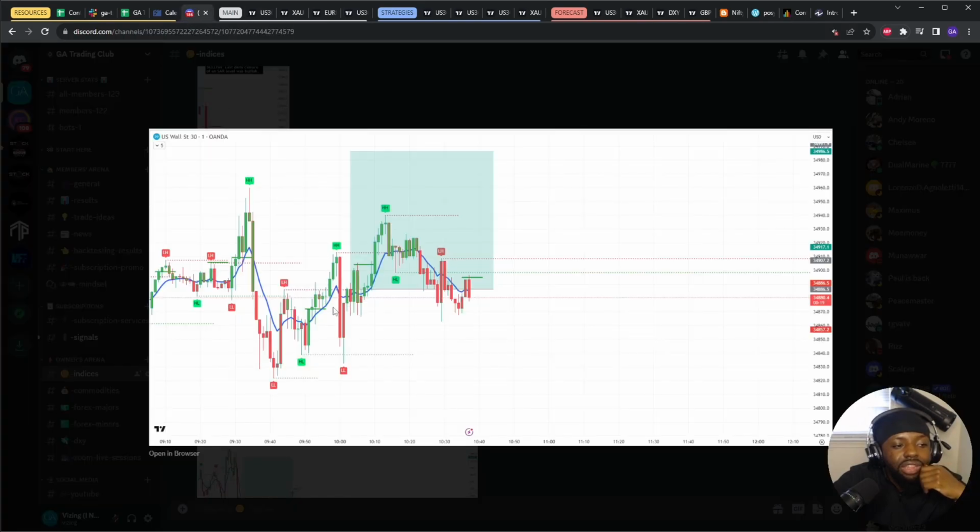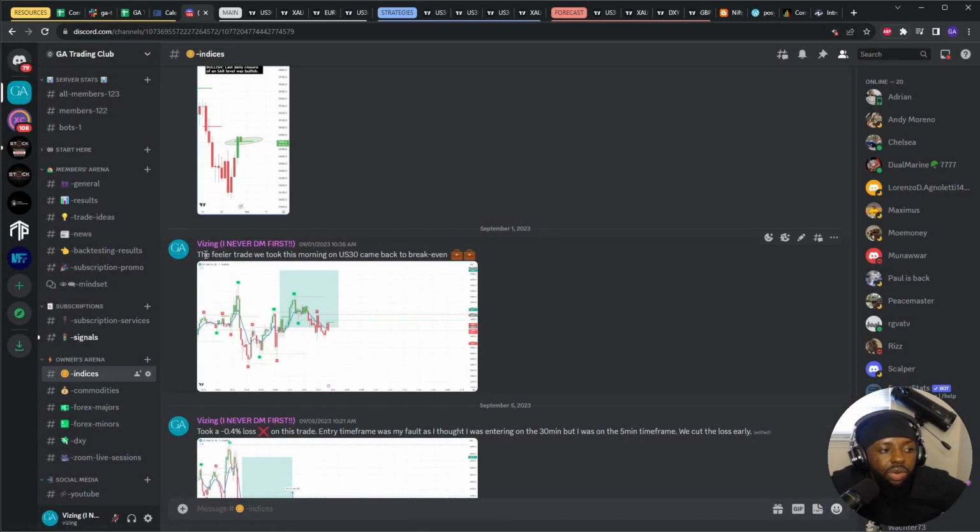And on that day, I think there was an entry on the 1 minute time frame. So you can see the update here was that we took a filler trade, again, a small trade. So it went up into profit like 50% and then came back to break even.